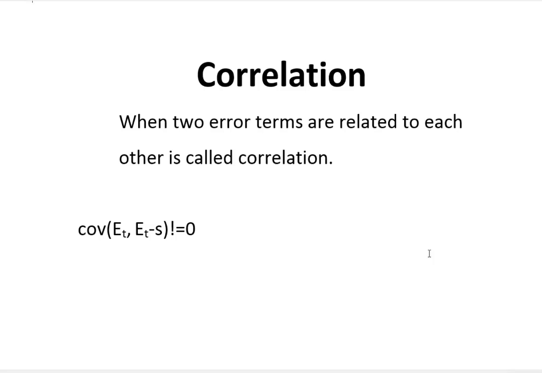In this video, I will talk about correlation. What is correlation and test about correlation in EViews. Let's start. Correlation: when two error terms are related to each other, it is called correlation.